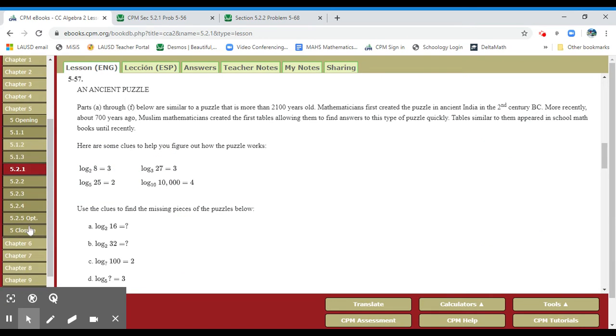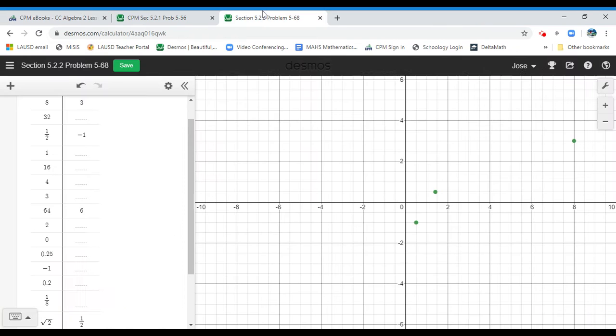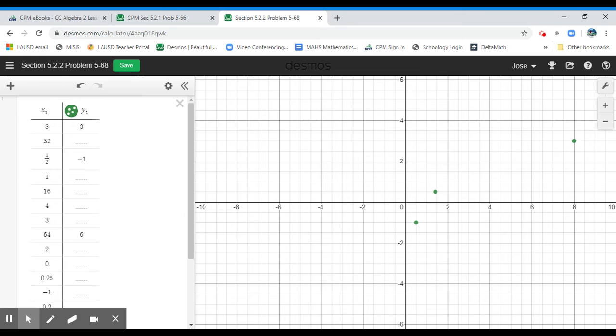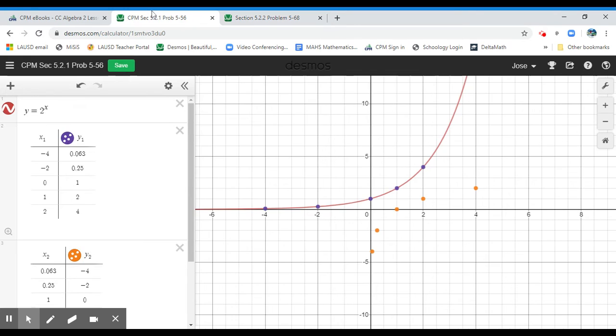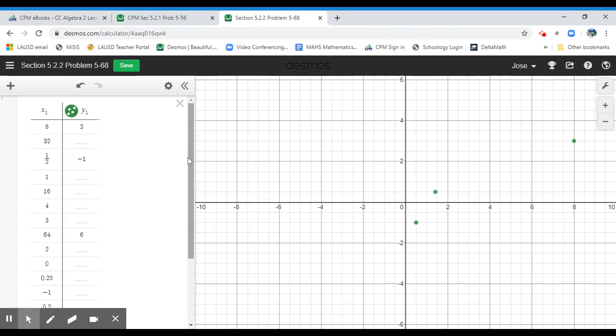But what I want you guys to look at is what they're asking us to do in this section, problem 5-68. You might want to hit pause on the video, and you guys are going to create a table. This table has all the values that I had in this table here, and I'm going to transfer them over to Desmos. So here we have all the values. Like I said, you could take a little pause there and then do the table. It's going to give you an actual graph, or it's giving you the idea of a graph.